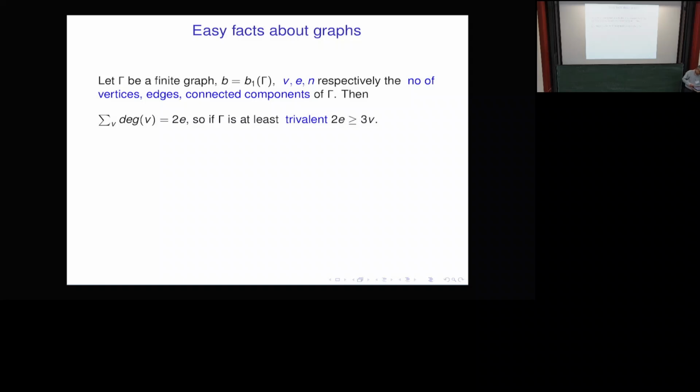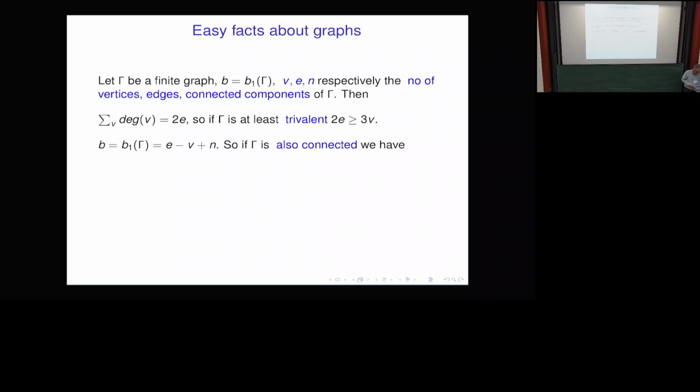Okay, so first the handshake lemma that says that the sum of the degrees is equal to 2 times the number of edges. Well, this is kind of obvious, right? Because when you count degrees, you count each edge twice. One for this and one for this. That's why we have the sum of the degrees is equal to 2E. And in particular, if gamma is trivalent, so that means at least trivalent, that means we have at least 3 edges going out from every vertex, then this sum is greater or equal than 3V, so we have 2E is greater or equal than 3V.